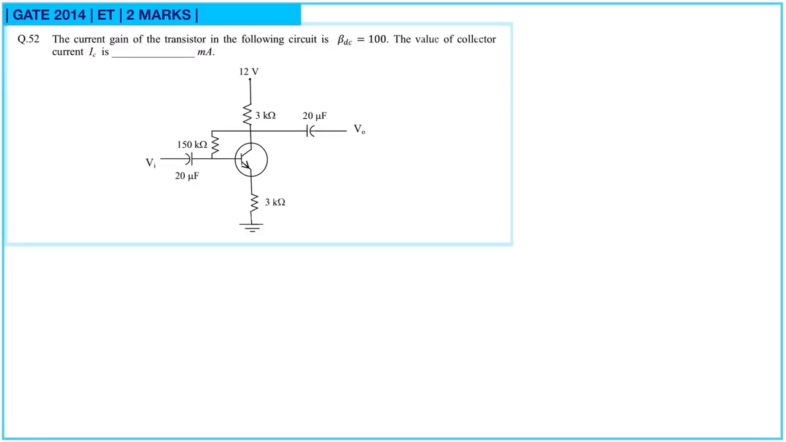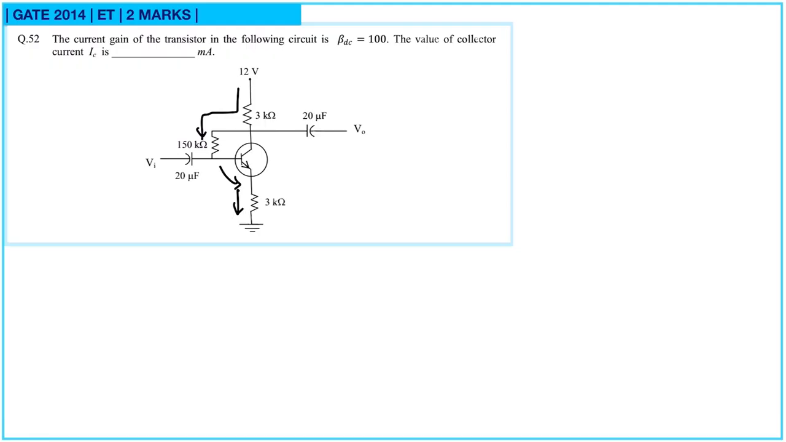Next question, 52. The current gain of the transistor in the circuit is beta equal to 100. The value of collector current IC is. Now consider one path. So current is flowing through this capacitor, then it is passing through this base resistor, and then we have VBE, and then this path. So we'll consider this path first.